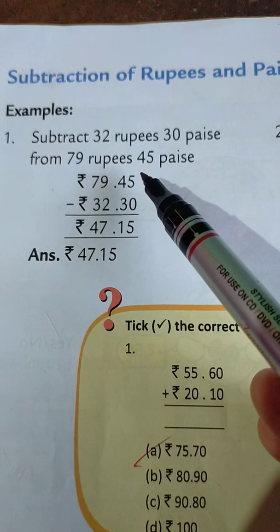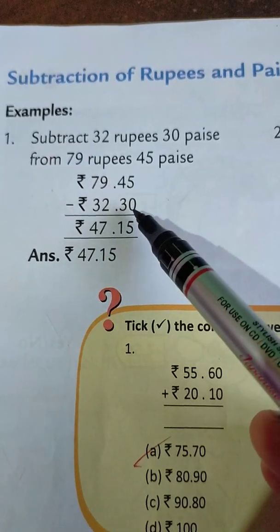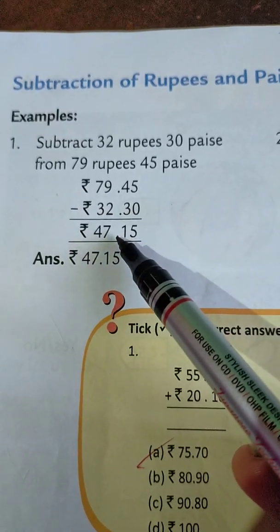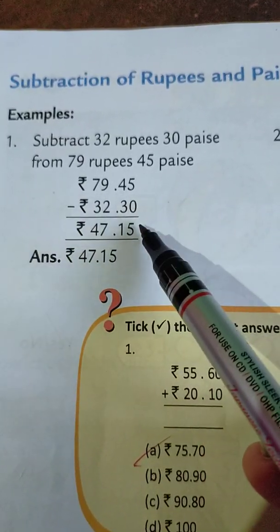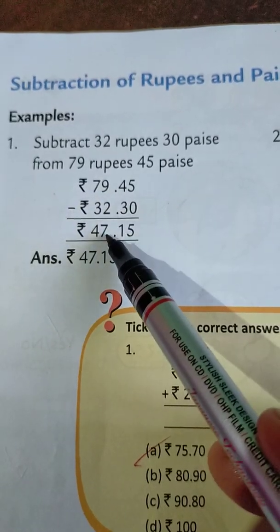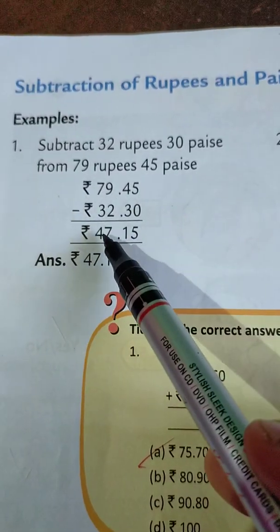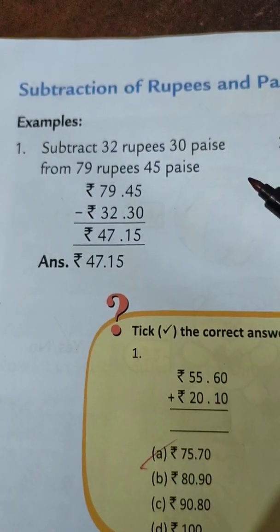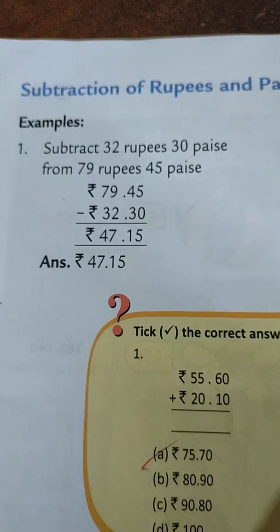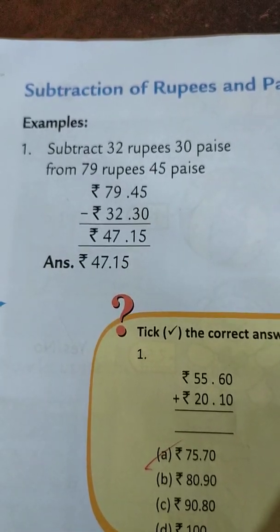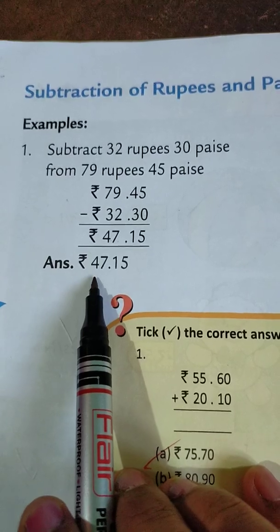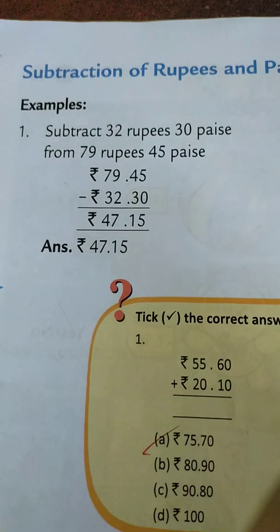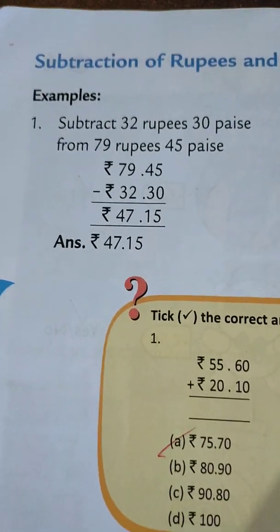First subtract: 5 minus 0 is 5. 4 minus 3 is 1. Write the dot. Why? Because the dot separates rupees and paise. And 9 minus 2 is 7. 7 minus 3 is 4. So subtracting 32 rupees 30 paise from 79.45, what is the answer? 47 rupees 15 paise. This is the process of subtraction of rupees and paise.